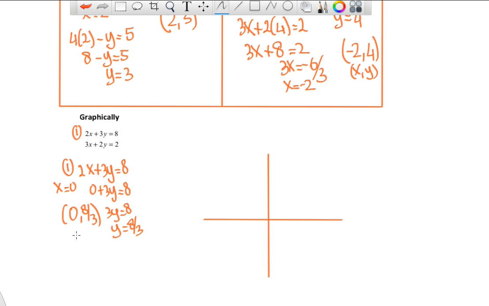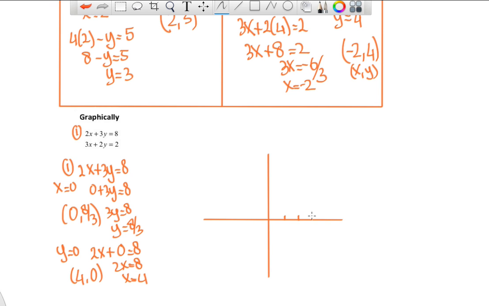You could also then use a y value of 0. That one works out a little bit better. So 2x plus 0 equals 8. So that means that 2x is 8. So that is the case when x is 4. So that point is 4, 0. So that would be one way to do it.